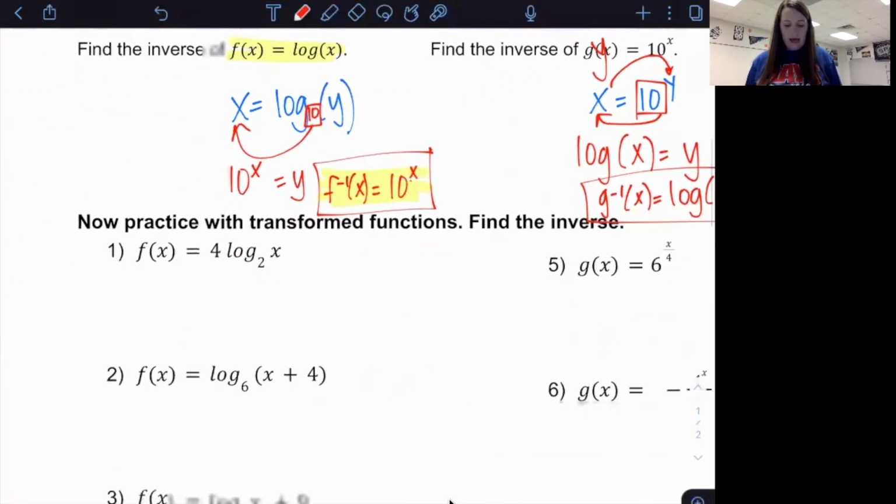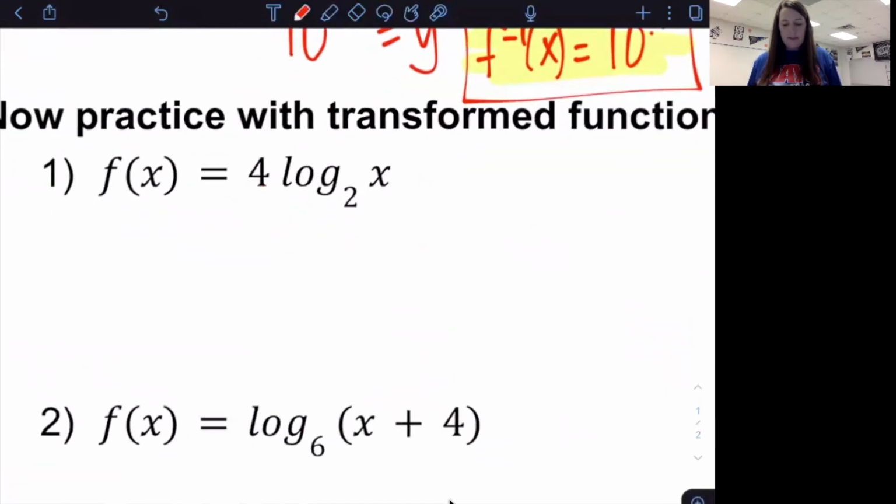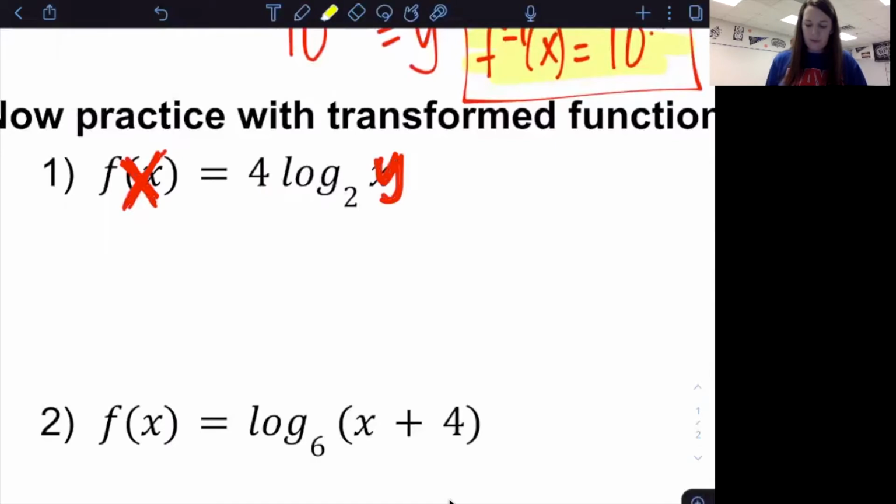So looking at example number 1, f of x equals 4 times the log base 2 of x. So I'm going to go ahead and just, instead of changing this to a y and rewriting the whole thing, I'm just going to switch my x and my y right here. So now I have x equals 4 times log base 2 of y. We're trying to solve for this y. We've got to get it by itself.